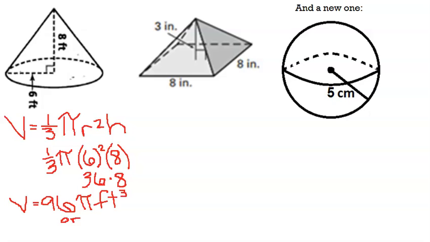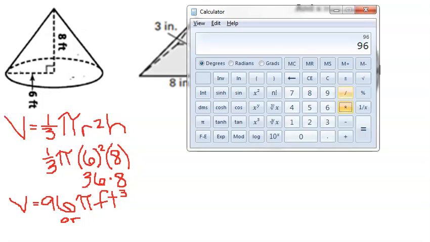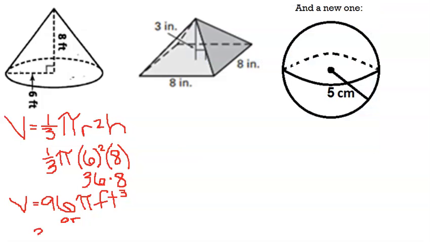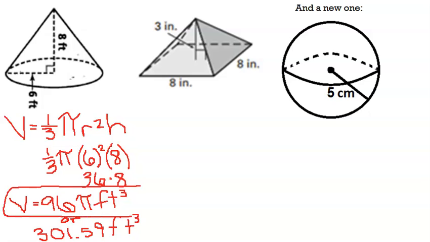If you are told to round, then you could just do 96 times pi, and you could take the decimal, and you would get 301.59 cubic feet instead. These mean the same thing. The one written in terms of pi is more accurate. That is the exact answer. However, if you are told to round to 2 decimal places, use the second one. So again, you've got a couple different answers. They are both correct. It just depends on what you are looking for.